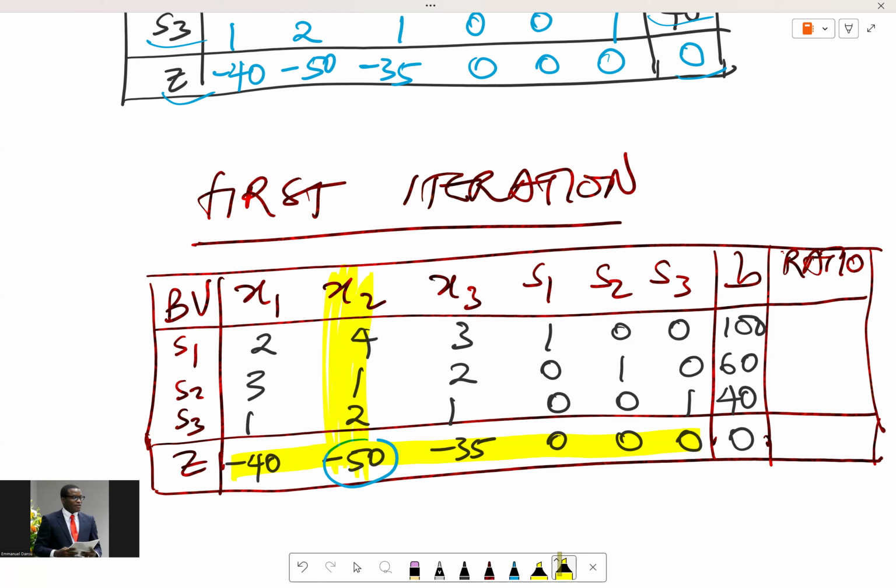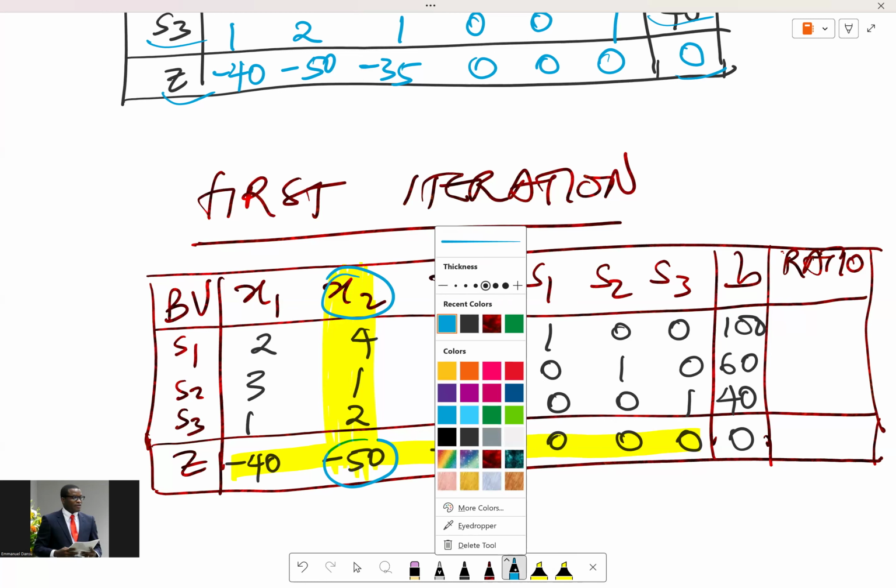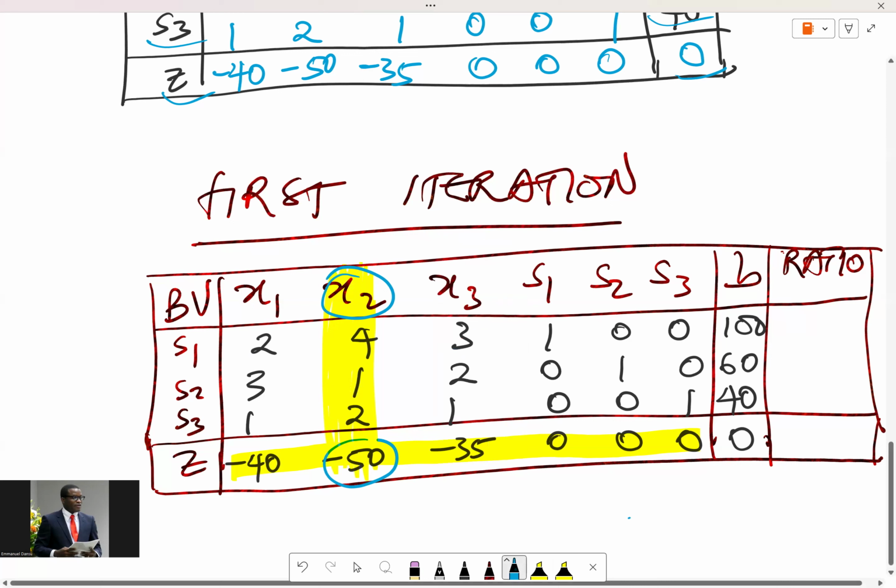Because minus 50 is under x2, it means you're going to have x2. This x2 now is going to replace something which you don't know yet. How do you know what x2 is going to replace? You have to go for division, okay? And that's where the ratio thing comes in.